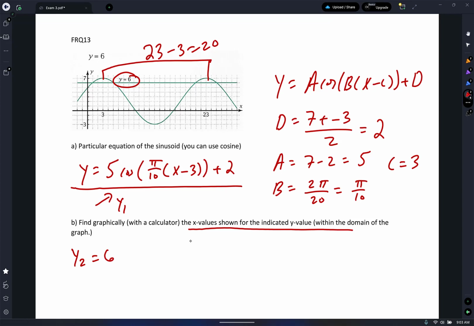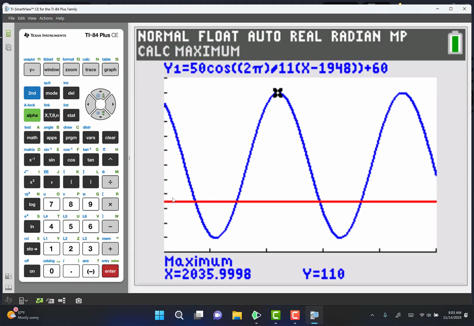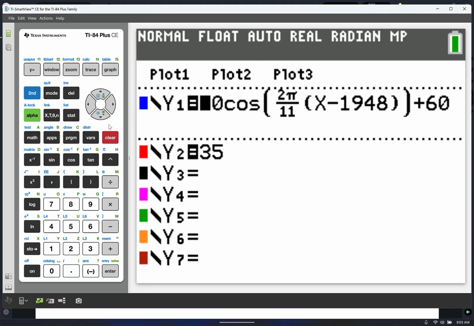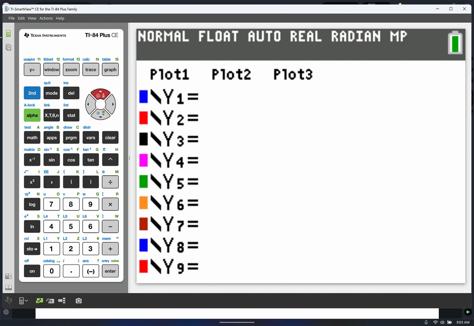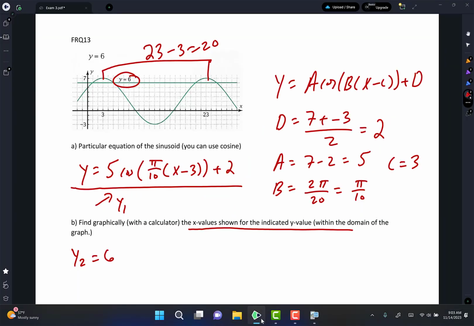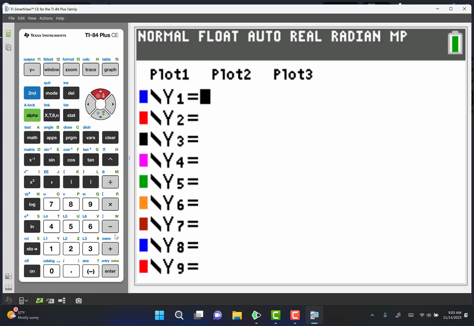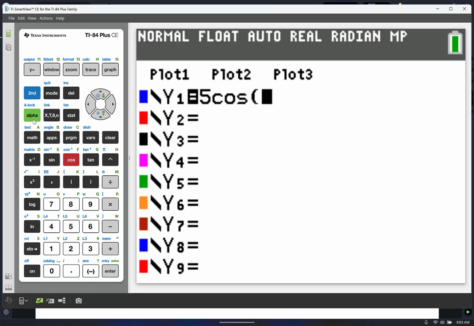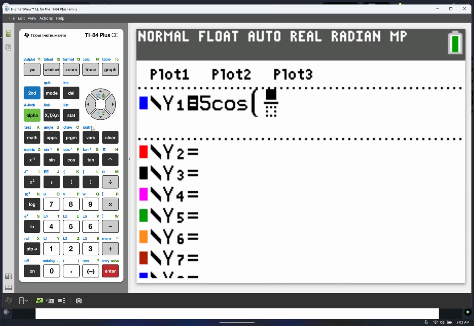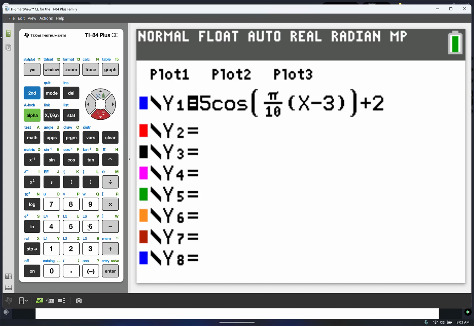So here we go. On y1 I'm going to clear this and clear this. And I already forgot. What was it, guys? Yeah, help me out. 5 cosine pi over 10 x minus 3, close, and then plus 2. And then on the other one I put 6.